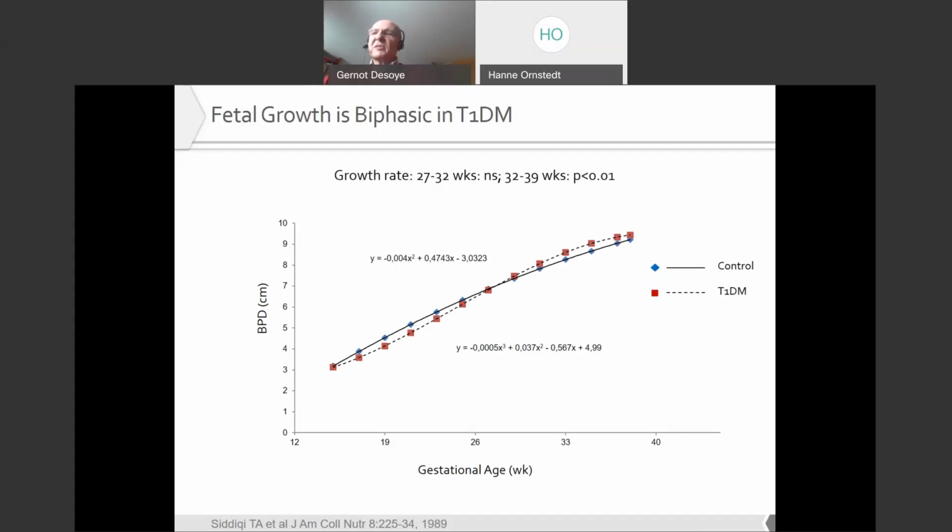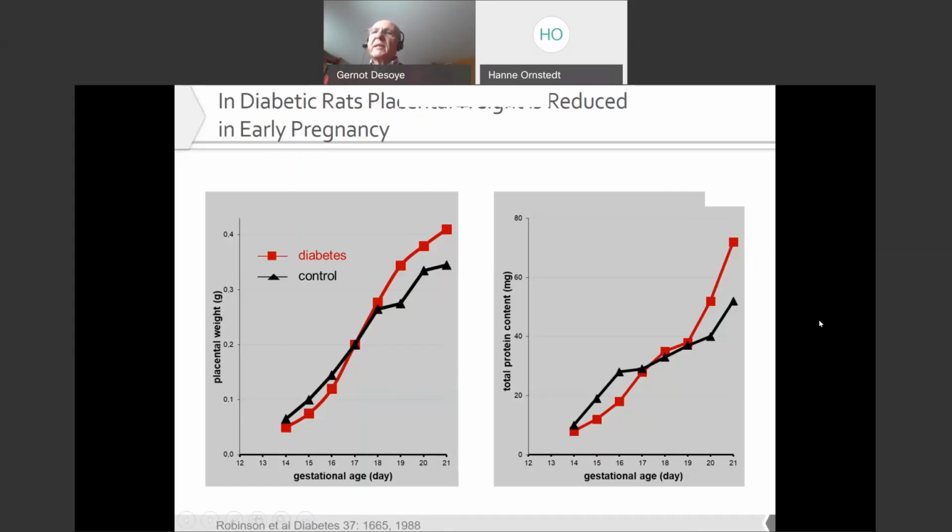Now, as a placentologist, one always tends to think the placenta is key to many of the outcomes of a pregnancy, and the question that I've been interested in is whether now the placental growth is also biphasic, and if it's reduced in pregnancies complicated by type 1 diabetes. And there is evidence in the literature to suggest that this is indeed the case.